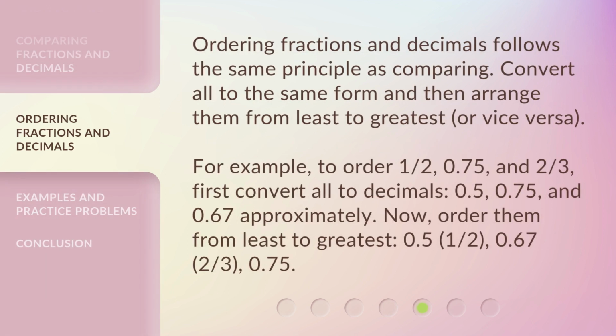Ordering fractions and decimals follows the same principle as comparing. Convert all to the same form and then arrange them from least to greatest, or vice versa. For example, to order 1/2, 0.75, and 2/3, first convert all to decimals. 0.5, 0.75, and 0.67 approximately. Now, order them from least to greatest.